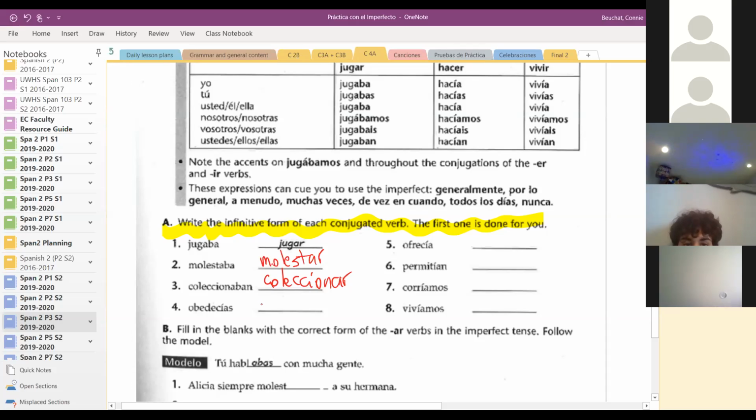Are you there, Josh? Keegan, what do you have for number 4? Keegan, are you there? Yep.